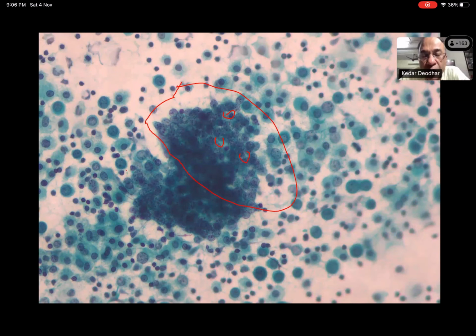Can we make out a different population of cells other than mesothelial cells? If mesothelial cells are seen in the background, and there is a different population of cells seen on top of each other with stippled chromatin, then we are thinking about a neoplastic population of cells such as neuroendocrine tumor. I think that's the important point.